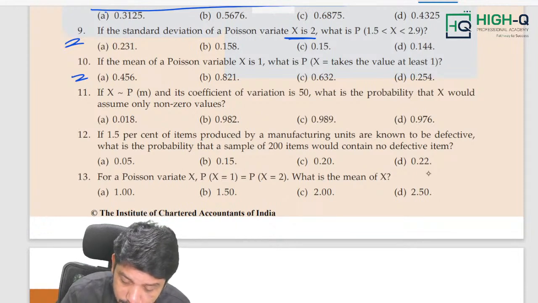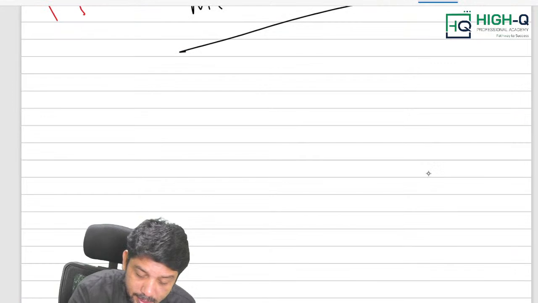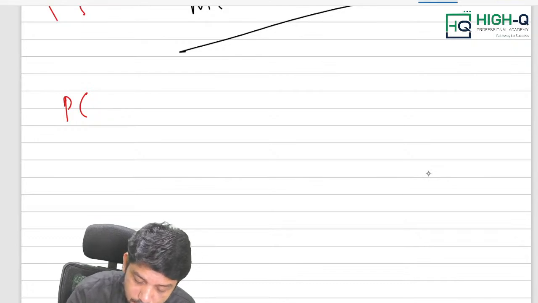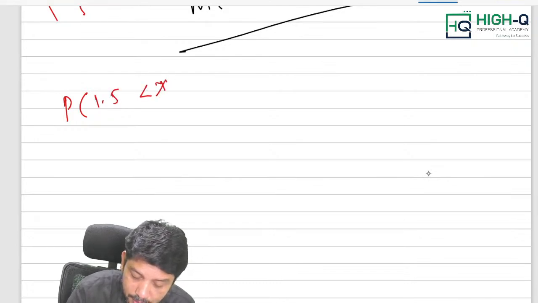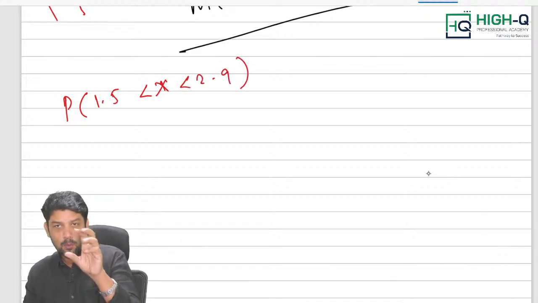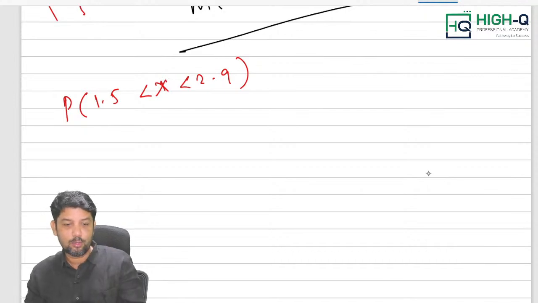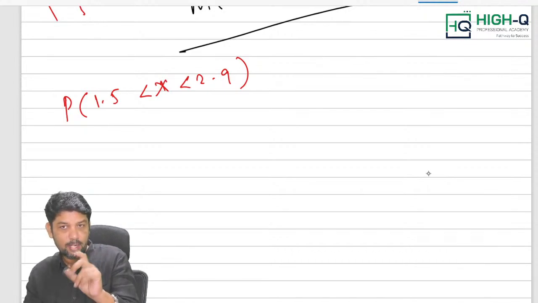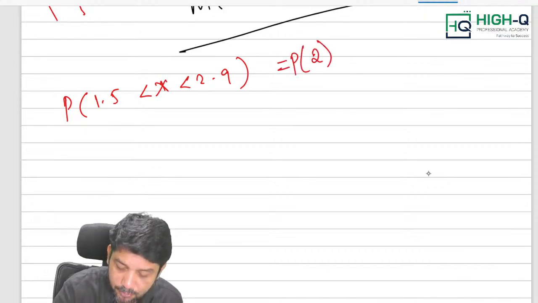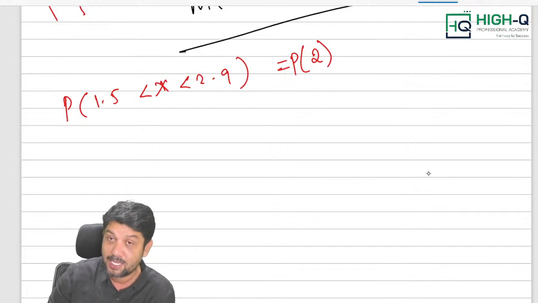If the standard deviation of a Poisson variable x is 2, what is P of x between 1.5 and 2.9? They ask you to find P of x between 1.5 and 2.9, so the random variable is between 1.5 and 2.9. What integer is there between 1.5 and 2.9? There is only one integer, which is 2. That is nothing but P of 2. So they ask you to find P of 2.